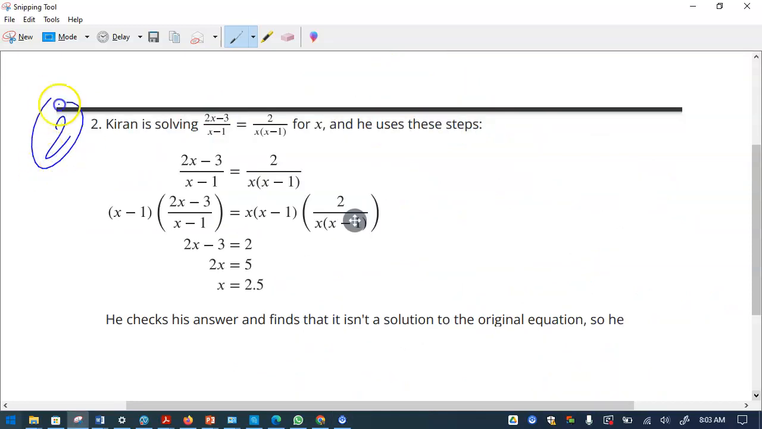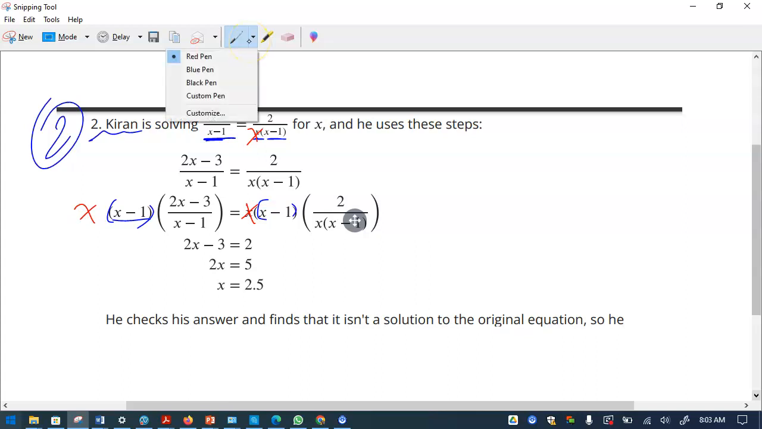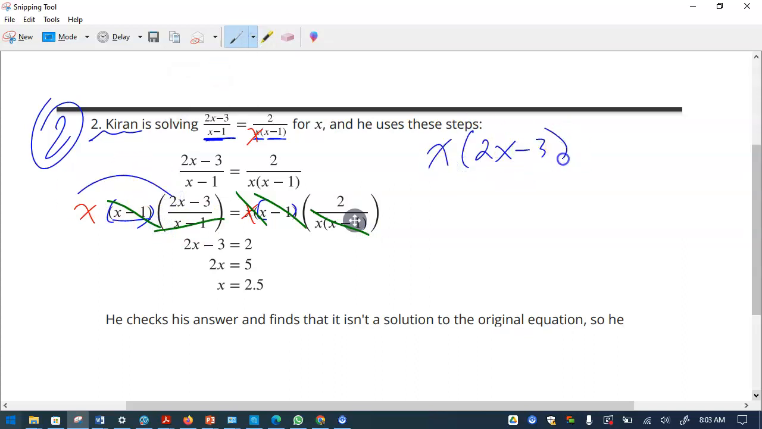In the second question, there is one student who does the work and he forgets something. Look at this. There is x minus 1 here, there is x and x minus 1. On both sides, you're supposed to multiply x minus 1 and x minus 1. But the student has forgotten to multiply the x, which is right here. He did multiply here and he forgot to multiply this x. So this is the mistake he missed. By doing so, this would have crossed out like this, and here x minus 1 would have gone away, and what you will be left with is x times 2x minus 3 equals 2. So he missed that x, see?